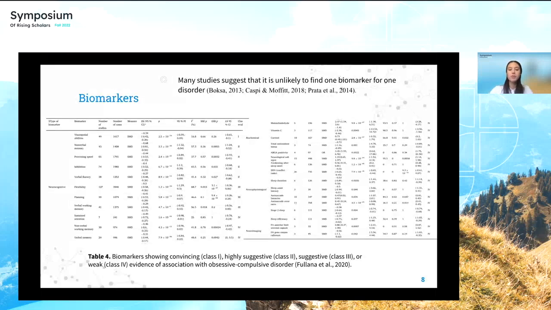Biomarkers are measurable indicators of disorders. A well-known biomarker is blood pressure. Several biomarkers are correlated to OCD as seen in table 4. However, many studies suggest that it is unlikely to find one biomarker for one disorder. Therefore, biomarkers are useful in detecting disorders, but not OCD specifically.